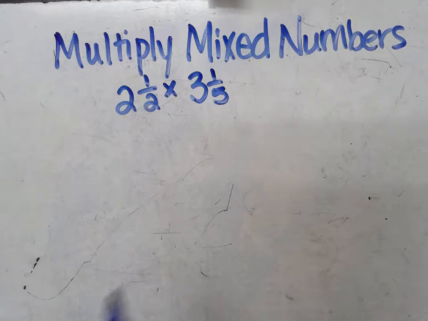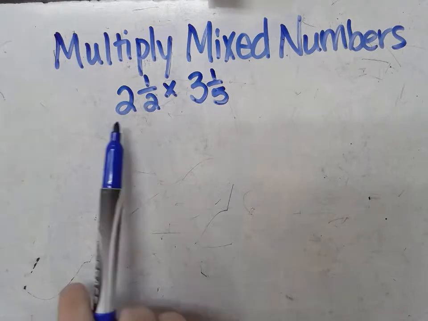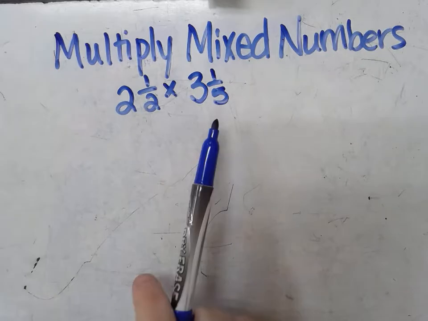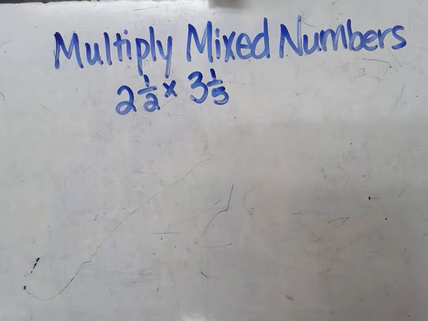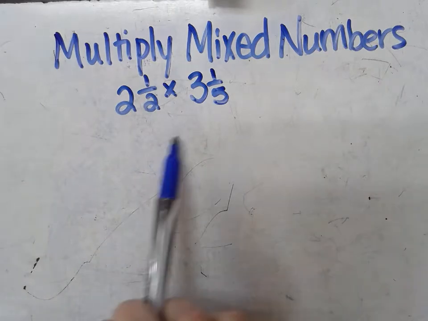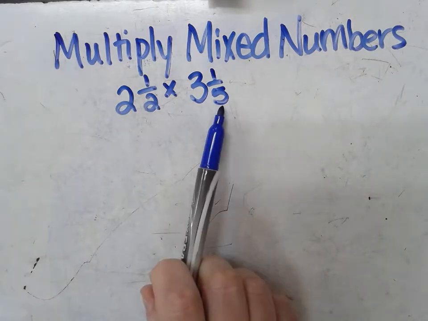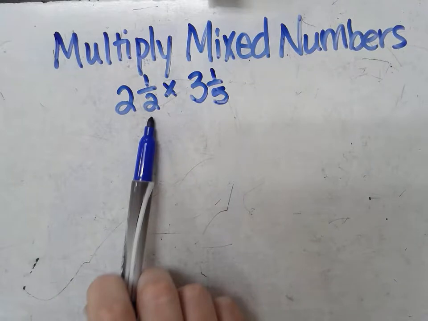Multiply mixed numbers in 5th grade. The most common misconception that 5th graders have is you just multiply the whole numbers, 2 times 3 is 6, then multiply the fractions, half times a fifth is a tenth, so 6 and 1/10. That's not the case. We actually have to multiply 2 by a fifth and 3 by a half as well.